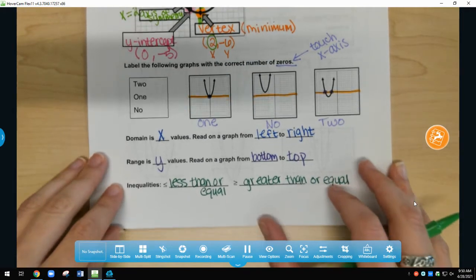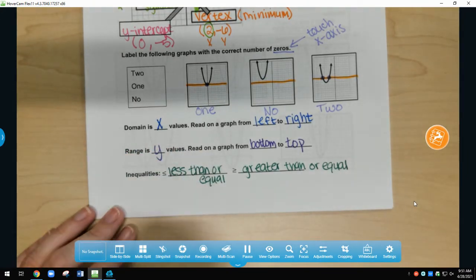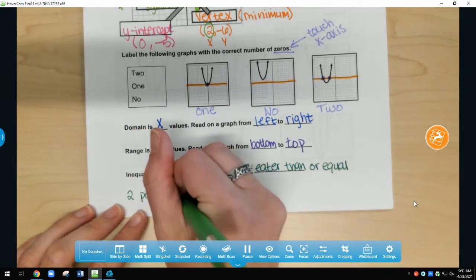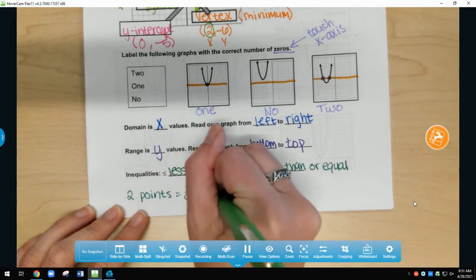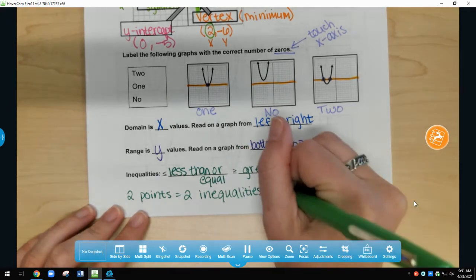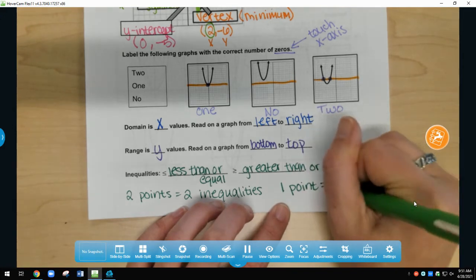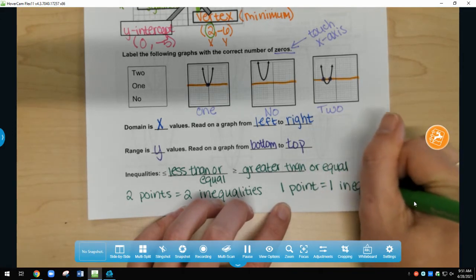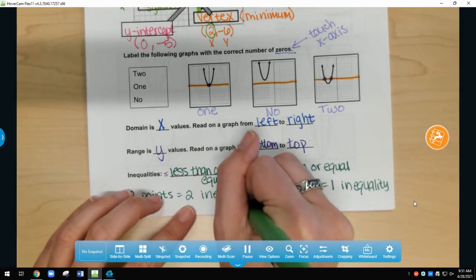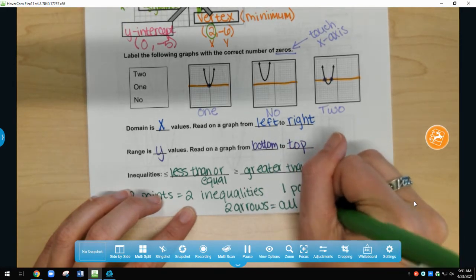Okay, so basically a little trick. If your graph has 2 points at the end, you need 2 inequalities. 1 point equals 1 inequality. And then 2 arrows equals all real numbers.